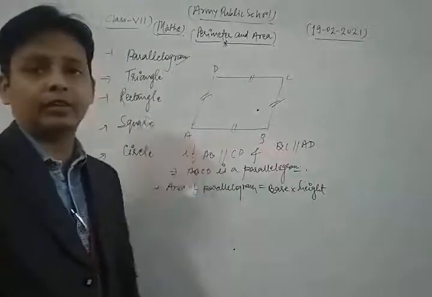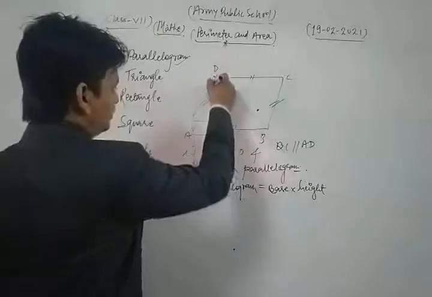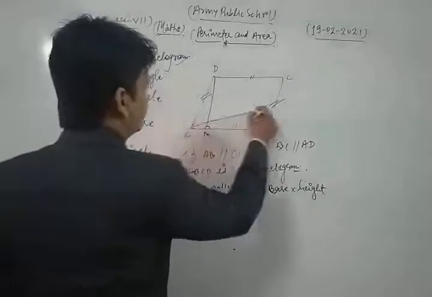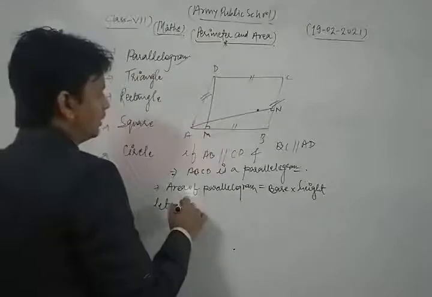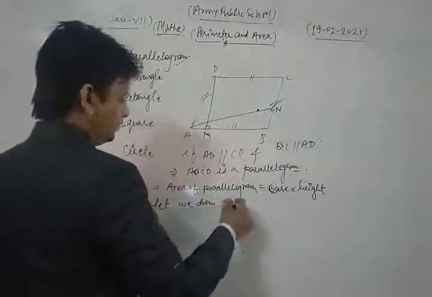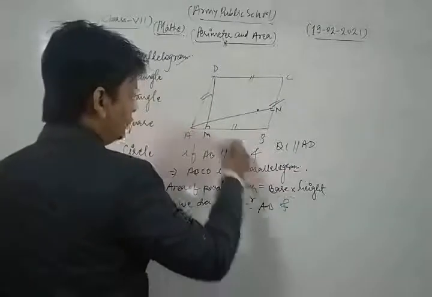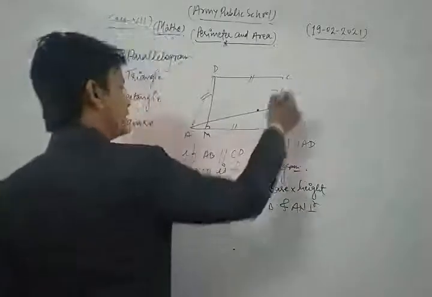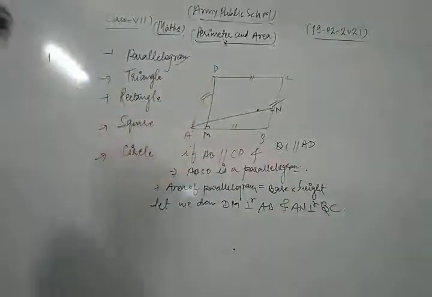Now, for that parallelogram, what is the formula? Let's see. Suppose we draw DM perpendicular to base AB, and we draw AN perpendicular to base BC. Okay, dear students.